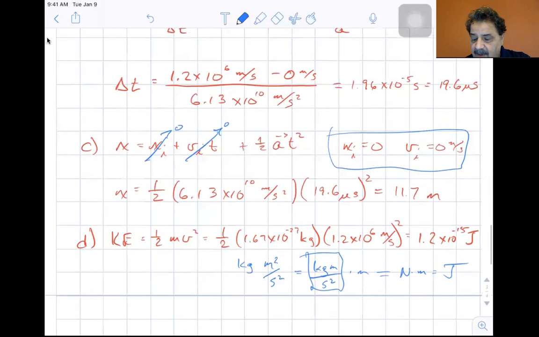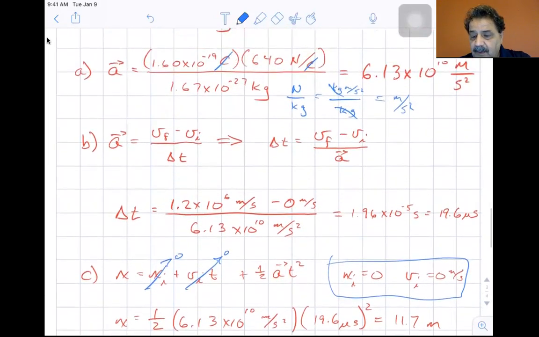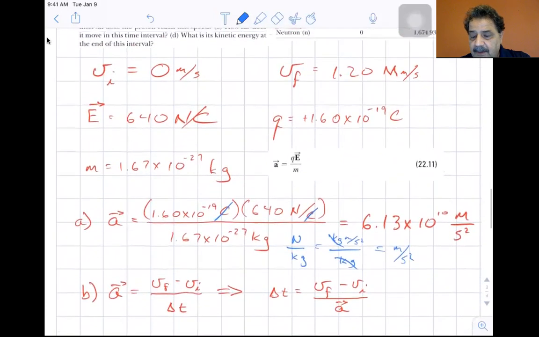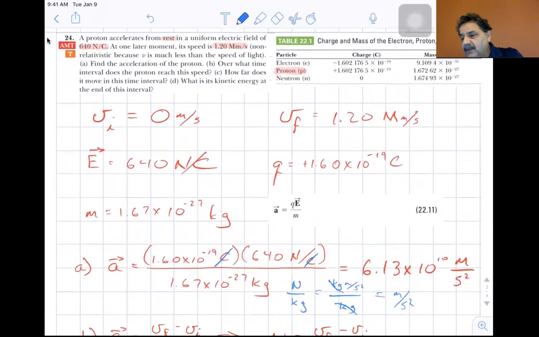Okay, so that ends our discussion. There's an example problem as to how to handle the motion of a charged particle in a uniform electric field. All right.